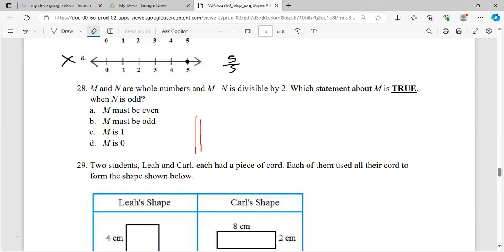Alright, 28 says M and N are whole numbers, and M, I'm sure something is missing there, is divisible by 2. So I guess M and N is divisible by 2. Which statement about M is true when N is odd? M is even? Sir, I got the answer. Sir, it must be even.